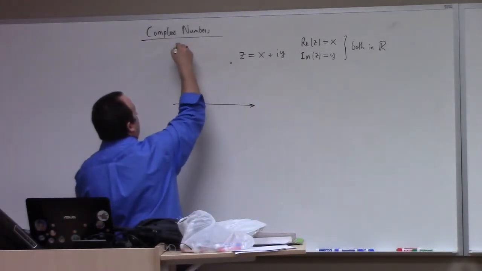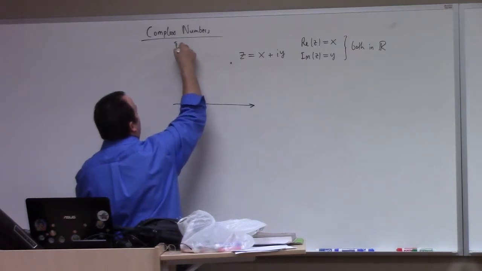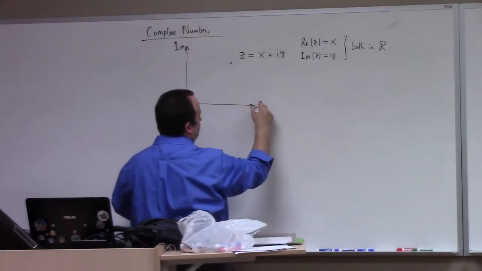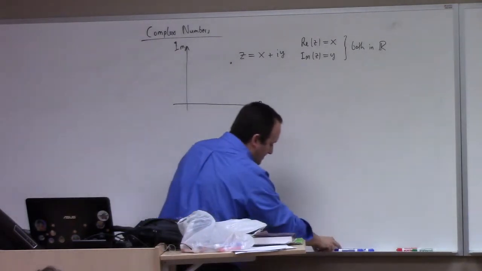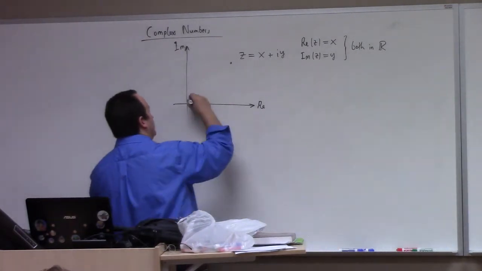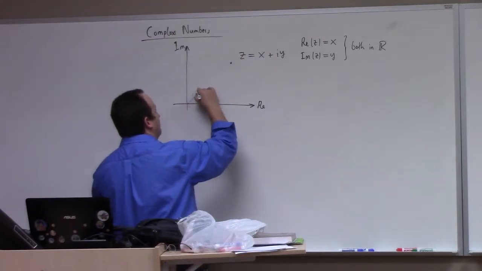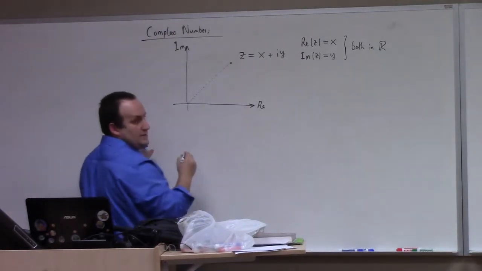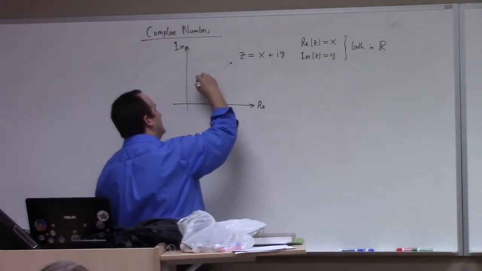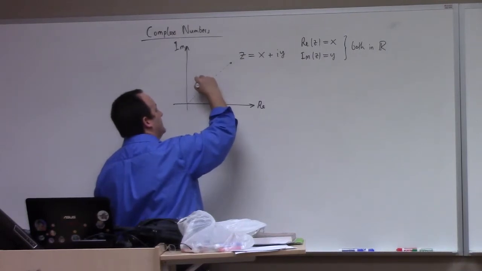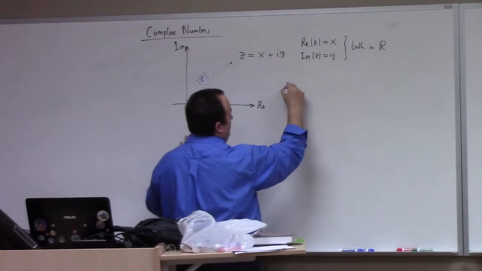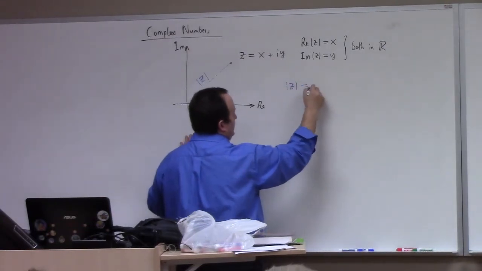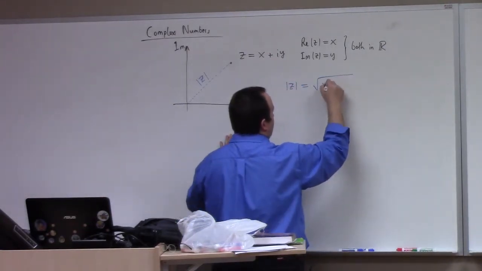So this is the imaginary axis, as it's called. This is the real. And if we were to look at this and we just make a line to the origin, then the length of this line we denote by what's called the modulus of z. So the modulus of z is the square root of x squared plus y squared. All right.